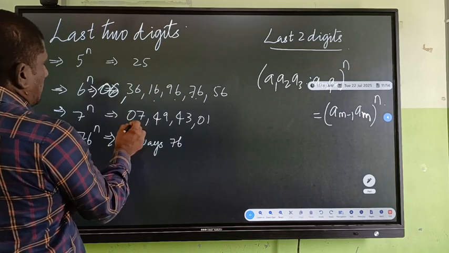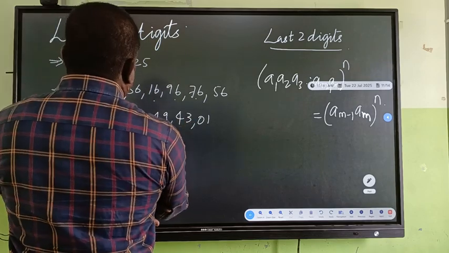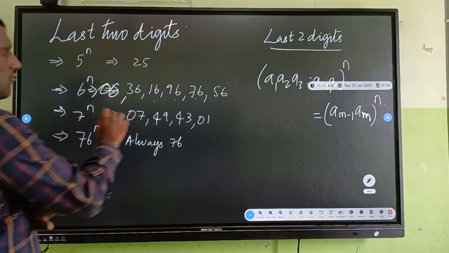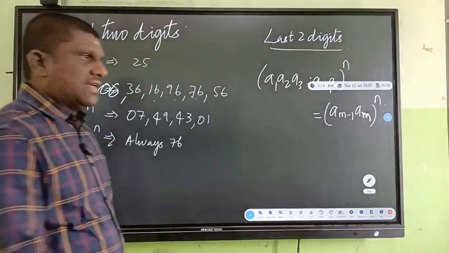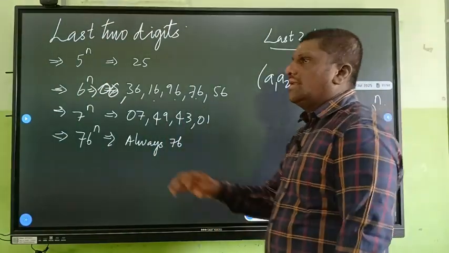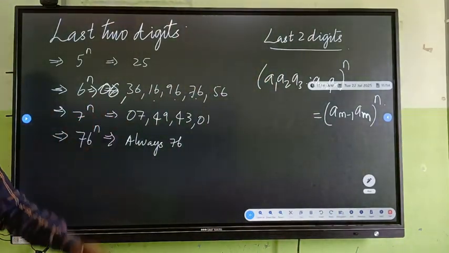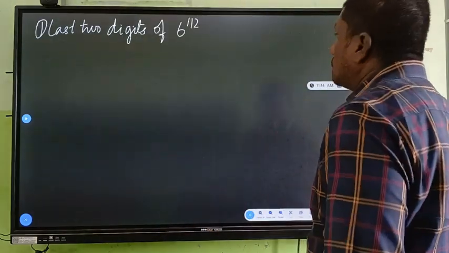Similarly, 7 power n, we can say that 07, 49, 43, 01. Then again it will become 07. So 7 power n has a cyclicity of 4. And then 76 power n, that's a special case. If the last two digits of a number are 76, then the last 2 digits of all the powers of 76 will be 76 only. So let's go to some problems.